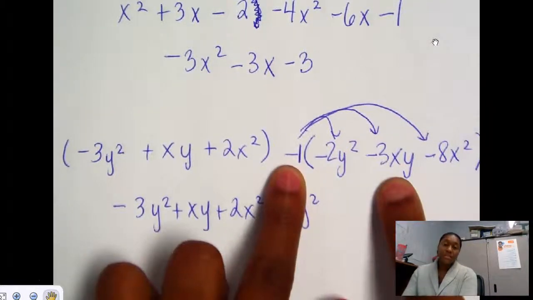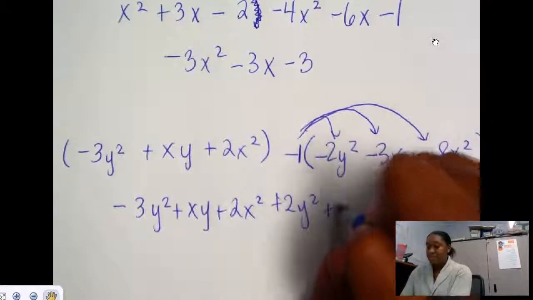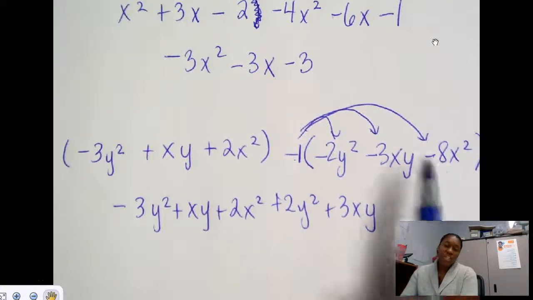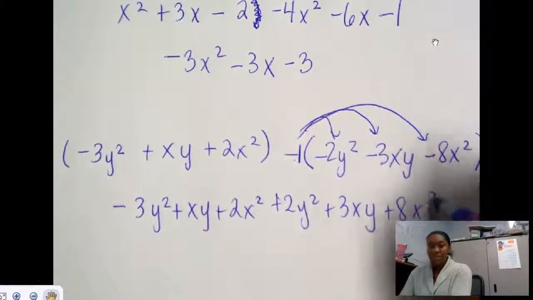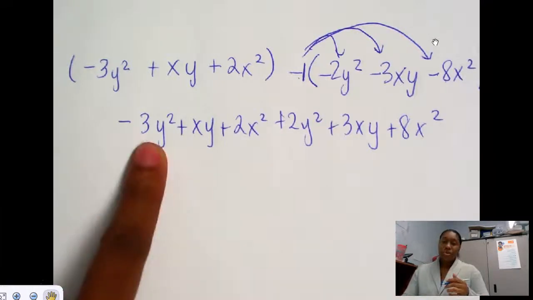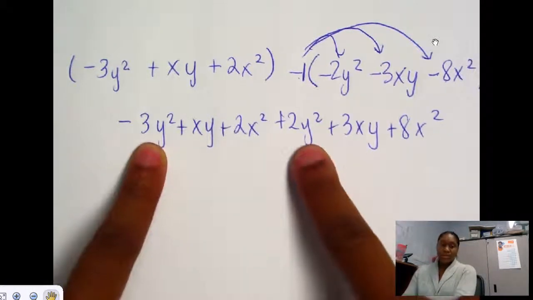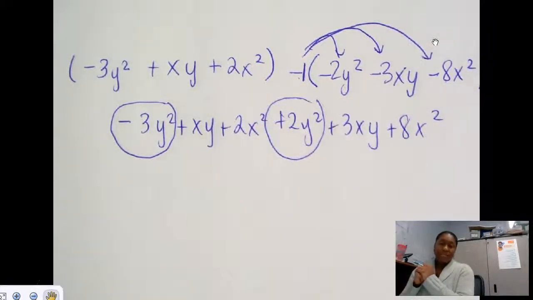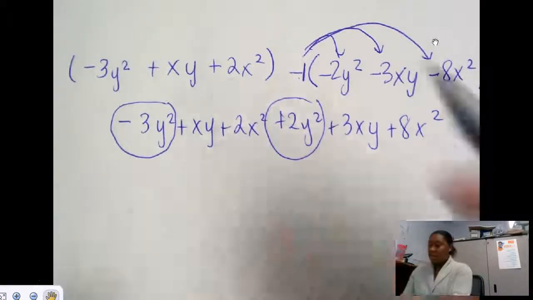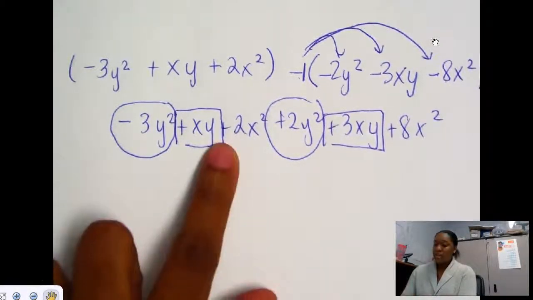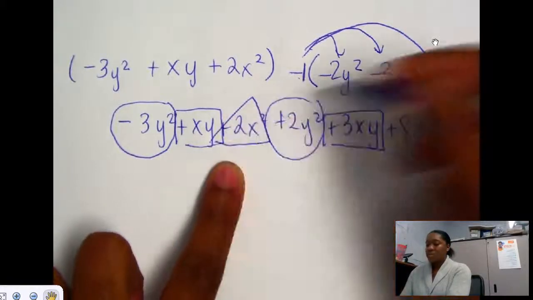Negative 1 times negative 3xy is a positive 3xy. And the last one changes to positive. So again, the negative 1 just changes the sign on all our terms. Hopefully I'm still on the screen. Good deal. Now just to be a little bit more safe, you could use shapes. Here's your y squared term, there's your other y squared term, so maybe we just put circles to show these are like terms. For my xy terms, I'm going to use squares here and here. Then I'll use triangles for my x squared terms. Again, don't forget the sign.